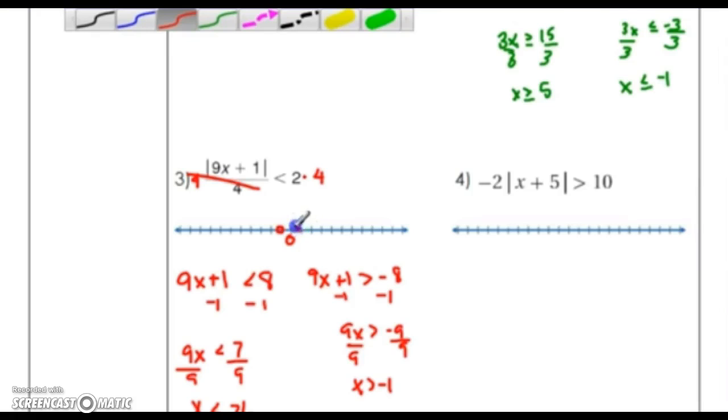And, oops, doesn't really look like an open circle there, does it? Well, let's fix that, because it should be open. It's hard to do teeny tiny circle. There we go. So if our absolute value is less than, we know it's going to come together, but we can always check x greater than -1, but less than 7/9. And yep, less than 7/9, greater than -1 makes our little dumbbell look.